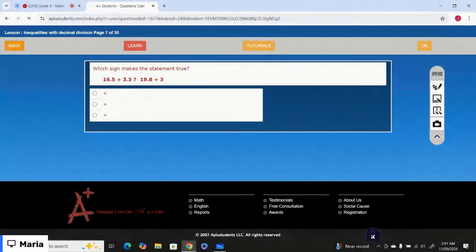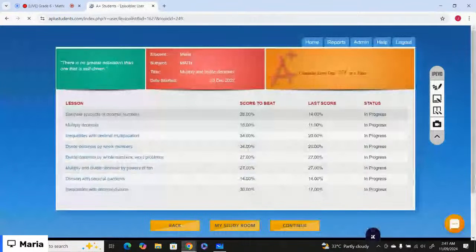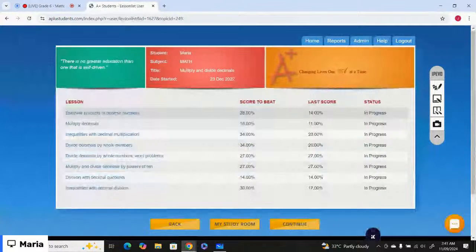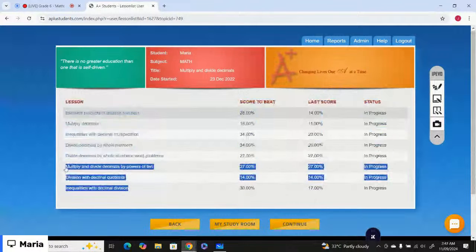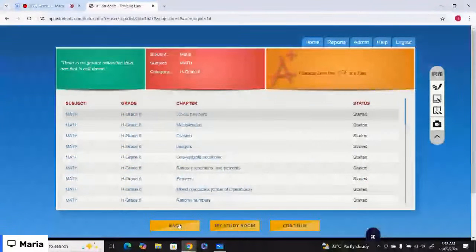So we were working on grade 6 math. The chapter we were working on is multiply and divide decimals, and the lessons we have covered today are multiply and divide by decimal powers of 10, then division with decimal quotients, and then inequalities with decimal division. So please make sure before the next session you complete all the practice questions for the lessons we just did. That is your homework until the next session, right?